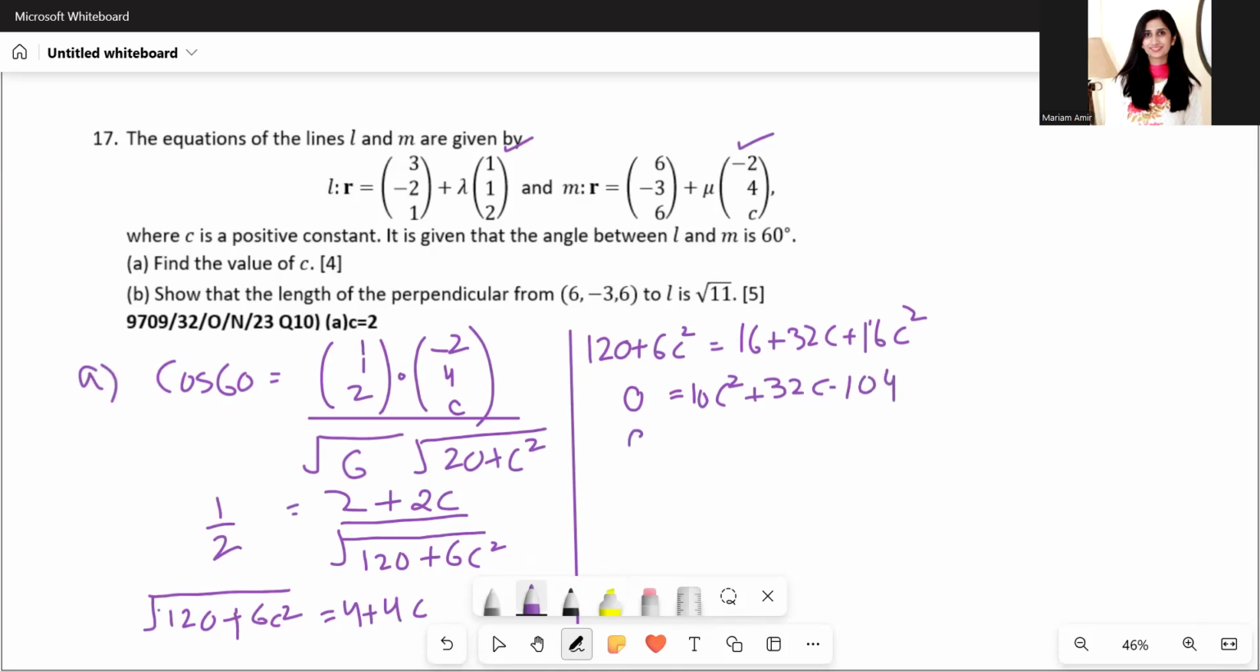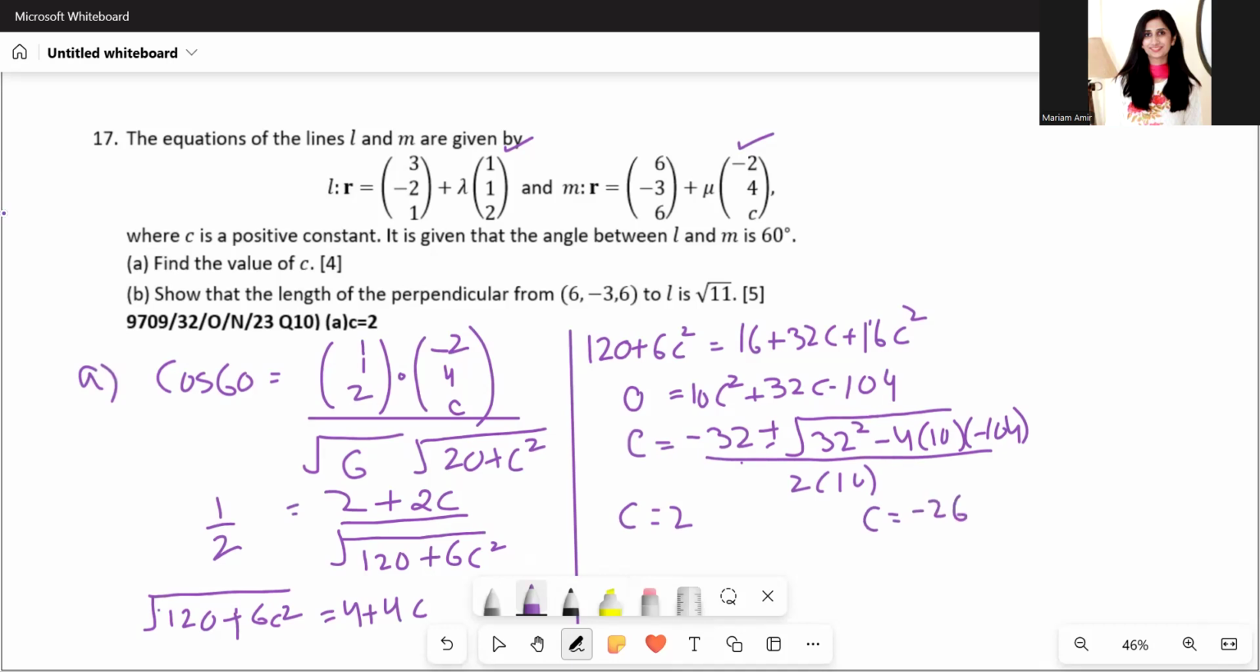Okay, we may apply the quadratic formula here. Minus b plus minus root of b squared minus 4 times a times c, upon 2a. So solve this in the calculator. We'll get c equals 2 and c equals -26 over 5. But it says that c is a positive constant. So we will only write c equals 2 as our final answer.